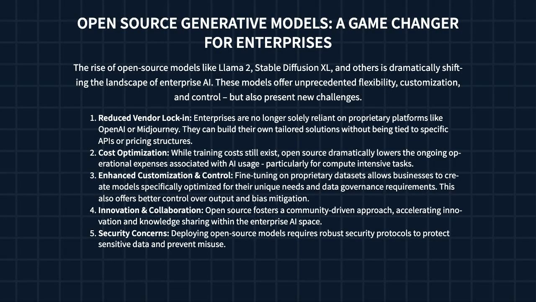Okay, let's talk about how these open source generative AI models are changing the game for businesses. Basically, we're seeing a huge shift away from being locked into specific providers like OpenAI or Midjourney. Because models like Llama 2 and Stable Diffusion are available openly, companies can build their own custom AI solutions without relying on those big platforms. This means lower costs in the long run because you aren't paying for every single API call. But it's not all sunshine and roses. You need to have strong security practices when working with these models and ensure your data is protected. Plus, the open source community is really driving innovation, so there's a lot of excitement around what's possible.